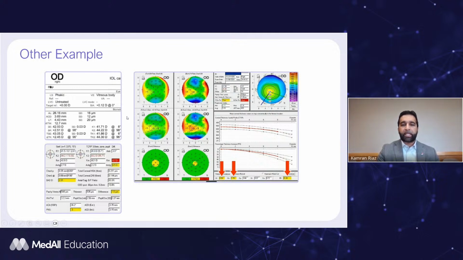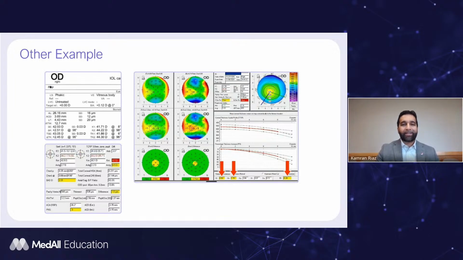And I really like looking at this map, because you can highlight what you are considering here as a possible problem. Now, when we exclude the central 3 millimeters, we see that it's much more magnified. And when it's compared to an age-matched database, we can see that this patient is approaching a forme fruste or a mild keratoconus variant.